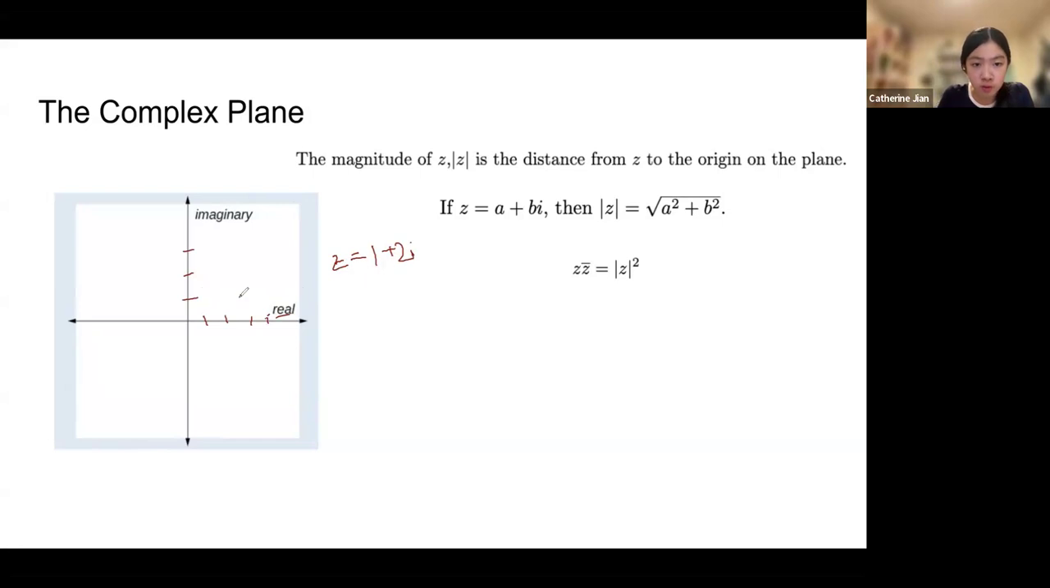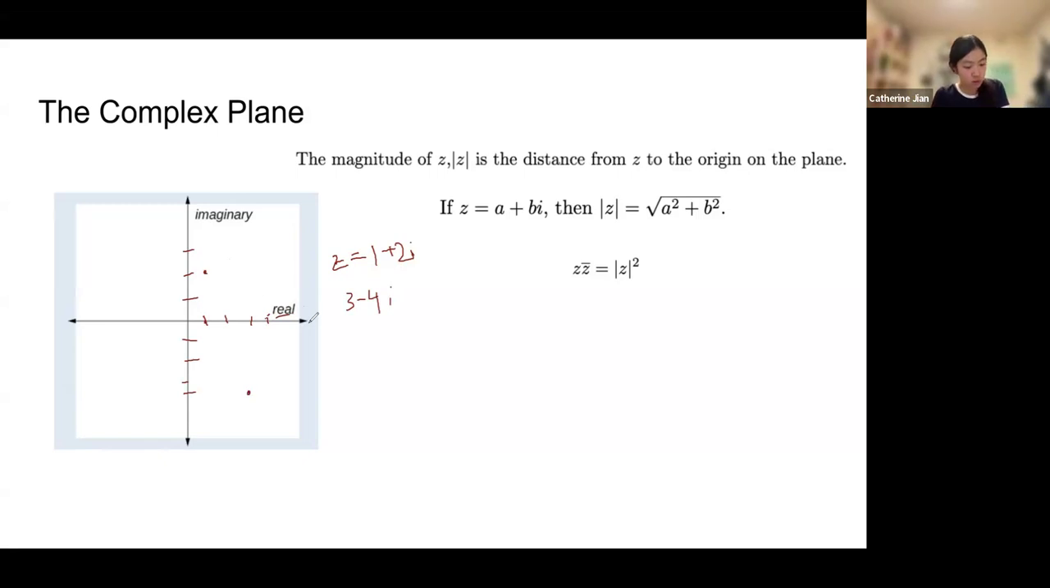The real part is 1, so it's going to be along this line. And then the imaginary part is 2, so it's going to be along this line. So that means it's going to be here. And then for example 3 minus 4i, this is 3, and then negative 4 along the imaginary axis, so it'd be down here. So it's basically just like graphing points on a Cartesian plane. It's just that there's an imaginary and a real axis instead.